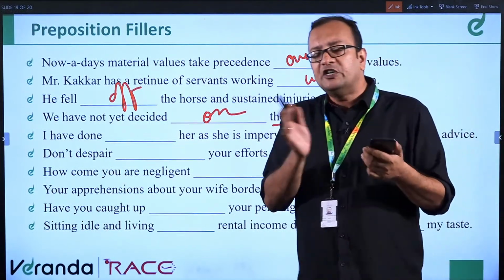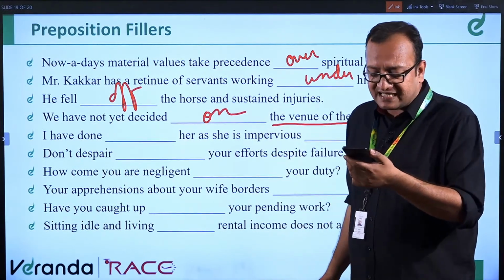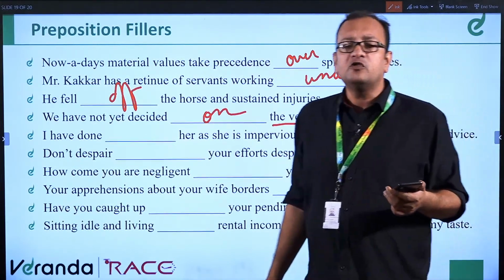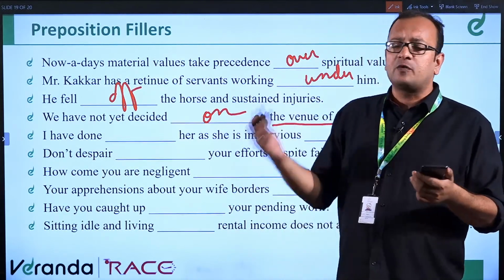Aloof means separate, in solitude, alone. Amused at, shocked at, stunned at, surprised at. All sudden emotions are followed by at.